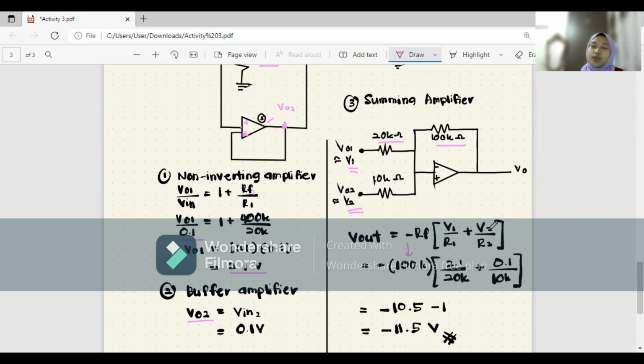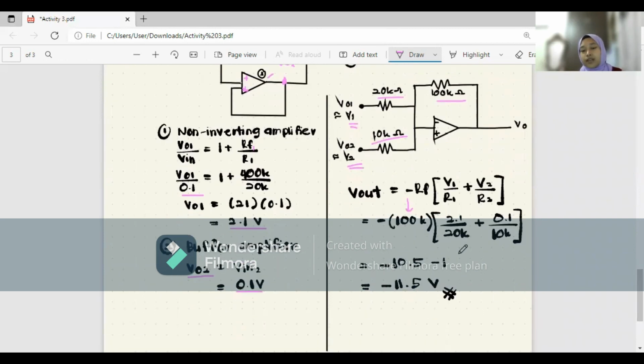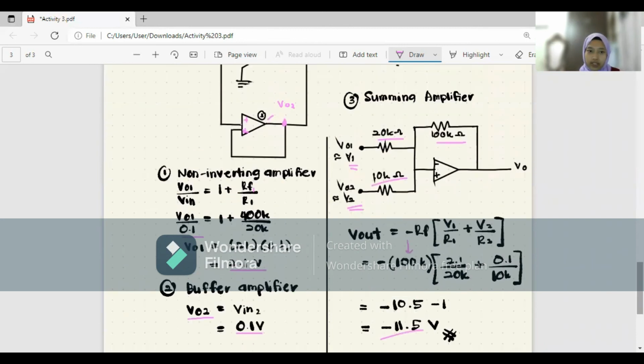Then we have V2, which is the second input voltage in the summing amplifier, which is also the output voltage of the second amplifier. What we found out just now is 0.1 volt, so we can substitute 0.1 over R2. R2 is 10 kilo ohm. By substituting and calculating everything, we'll find out that the voltage output is negative 11.5 volt. This is the total output voltage for this whole configuration.